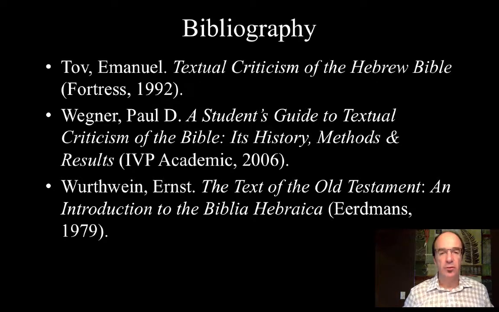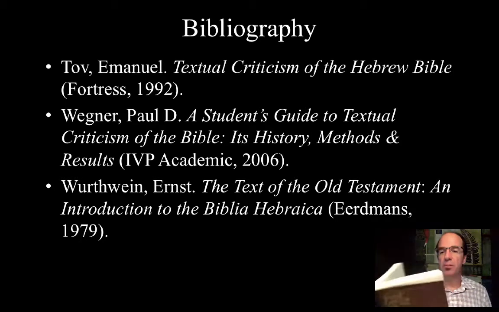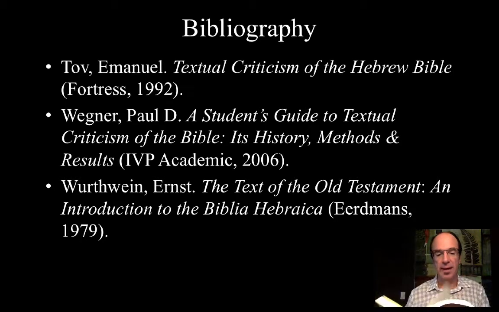I want to give a little bibliography for text criticism. The best scholarly treatment still is by Emmanuel Tov, Textual Criticism of the Hebrew Bible, but also the text that we're currently using in class, Paul Wegner's A Student Guide to Textual Criticism of the Bible: Its History, Methods, and Results. In particular, we'll be looking at pages 120 to 139, which is chapter 5, determining the most plausible original reading. So I invite you to make sure you've taken a look at that before you listen to the lecture.